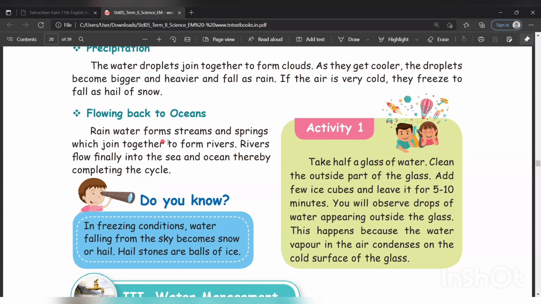So the rainwater forms streams and springs, which join together. All of these join together and form rivers. Rivers flow finally into the sea and ocean. The rivers finally go and reach the sea and ocean, and it completes the water cycle. Understood?